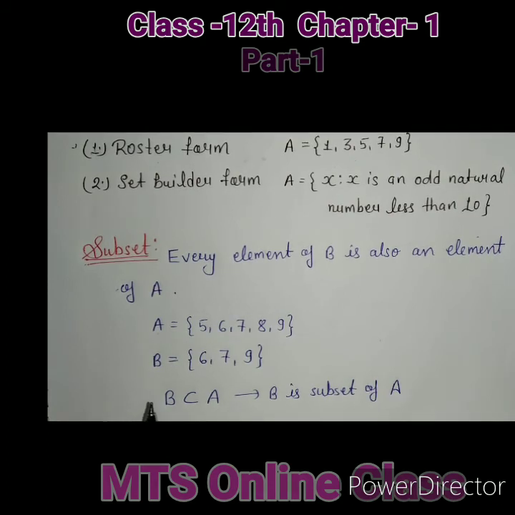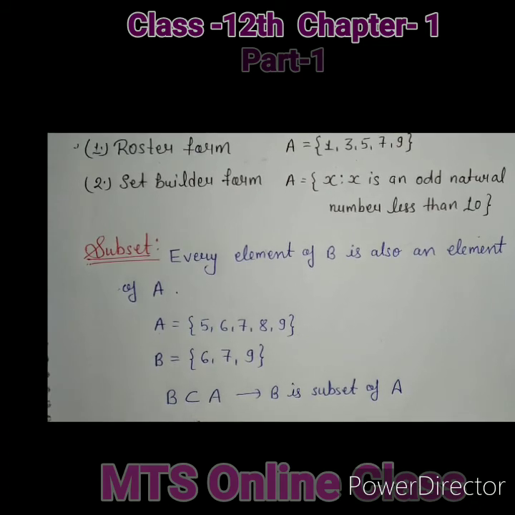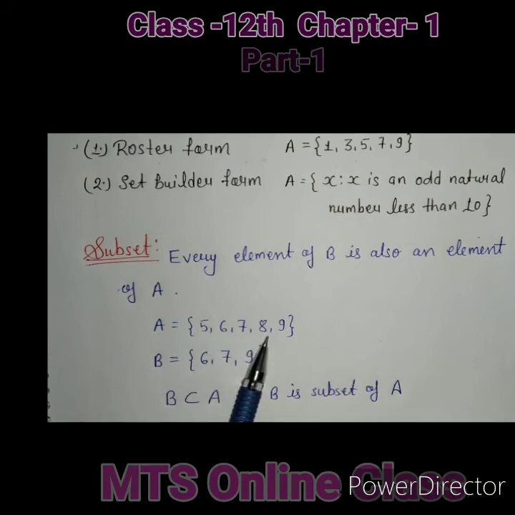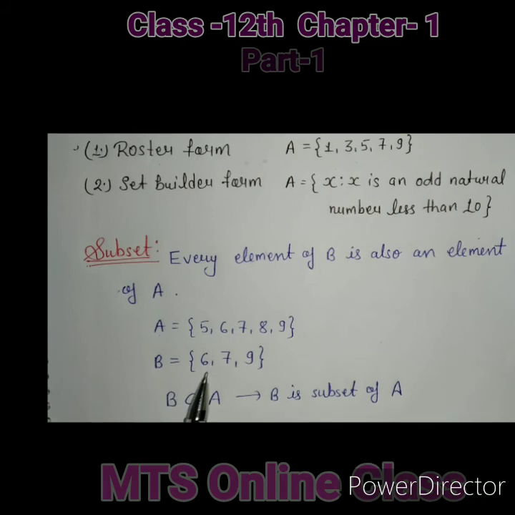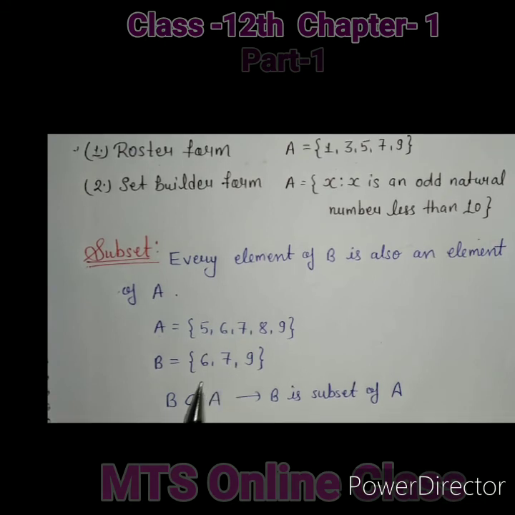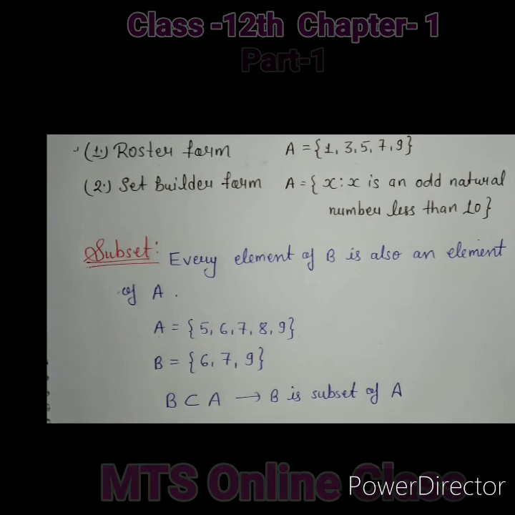Here all elements of B belong to set A, so we can say B is a subset of A. But we can't say A is a subset of B because 5 and 8 are not members of set B. That means they are not elements of set B. So we can say only B is a subset of A, but we can't say A is a subset of B, because two elements are not there in B.